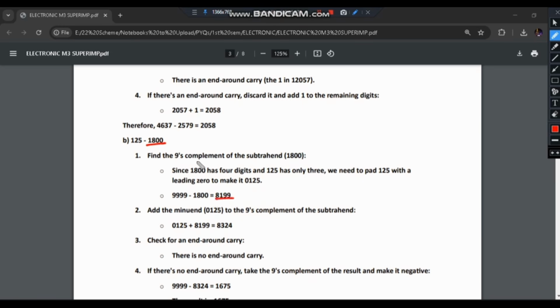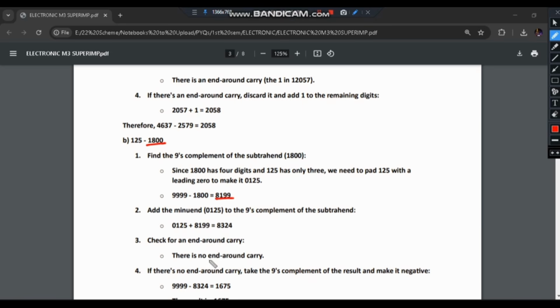Okay, now 125 is 3 digits and this is 4 digits, so we'll be making it 4 digits by adding 0125. Okay, now we have to add the minuend to the nines complement. 0125 plus 8199 will be getting 4 digits only. Since there is 4 digits only, there is no end around carry. Okay, if it results in 5 digits, then there will be an end around carry.